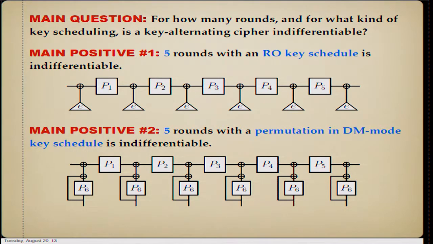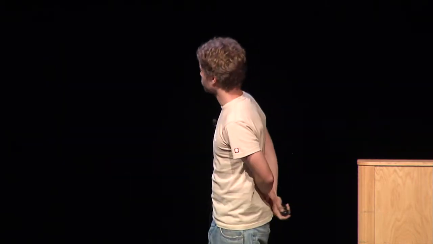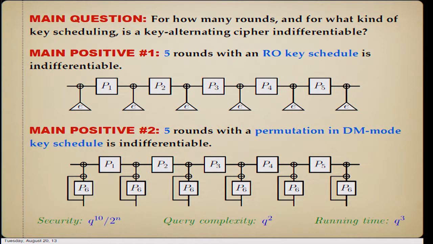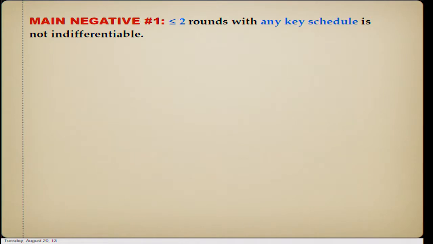That's nice because it means you can build something that's indifferentiable from an ideal cipher directly from just 6 fixed permutations. It's the first direct construction of a block cipher directly from permutations without going through an intermediate step, through random oracles. Anyway, it has a certain security and a certain query complexity. I won't go through the running time because I'm already running short on time.